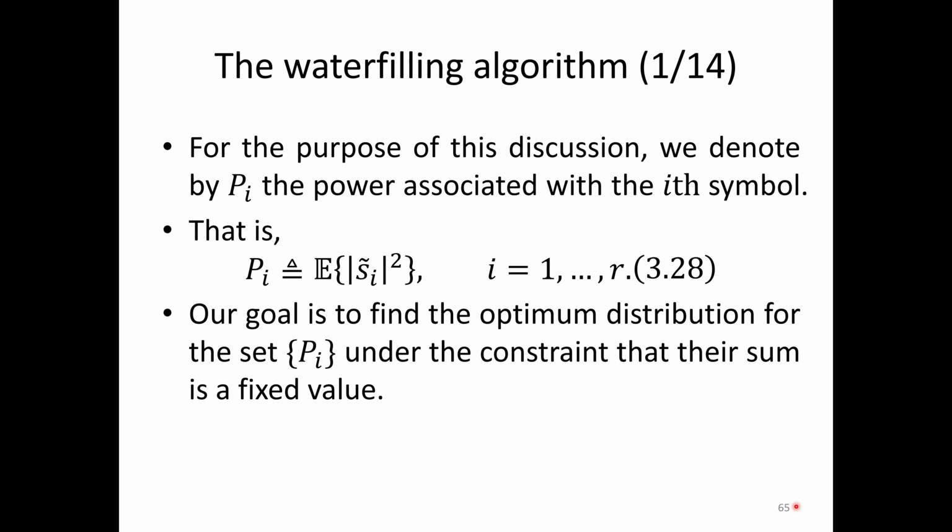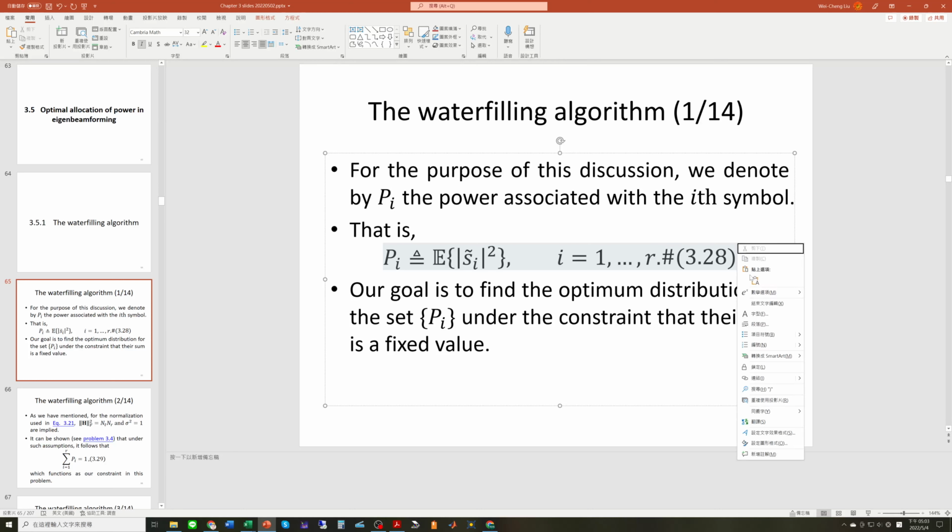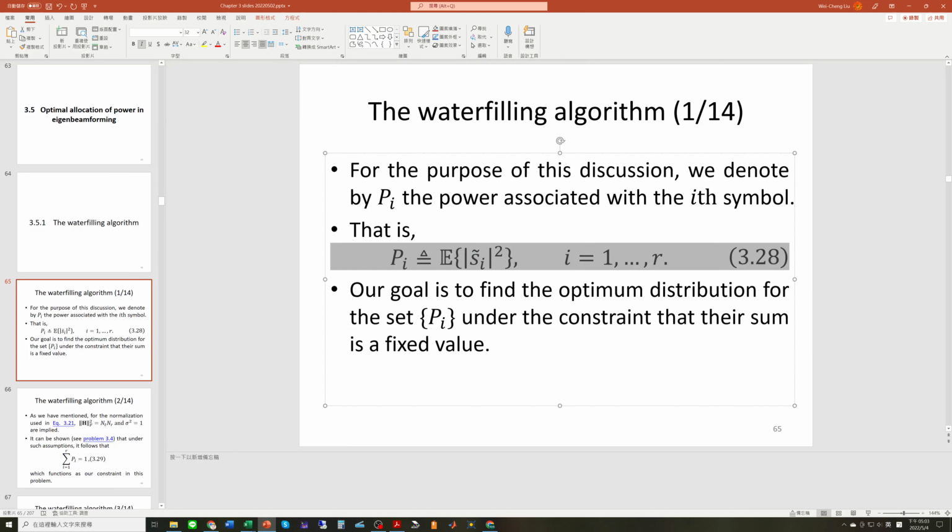On page 65, P i is defined as the expectation of the square of the absolute value of s tilde i, where i is equal to 1 to R. R is the channel rank. Oh, here is an error. Let me fix it. The number of the equation should be aligned to the right. Okay, good.